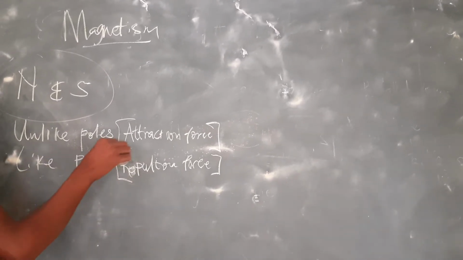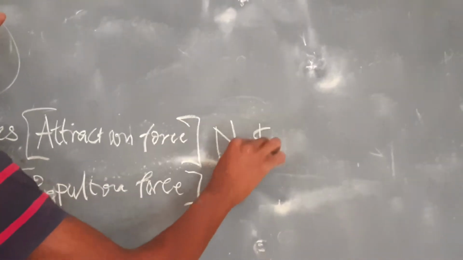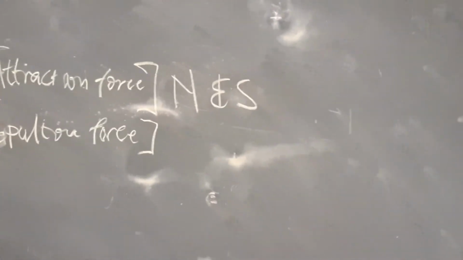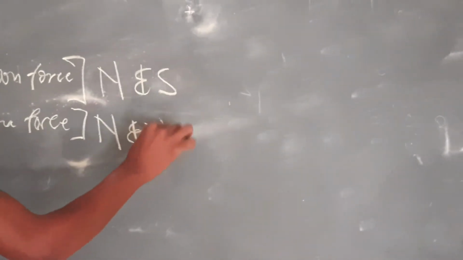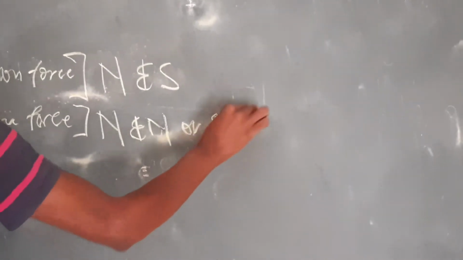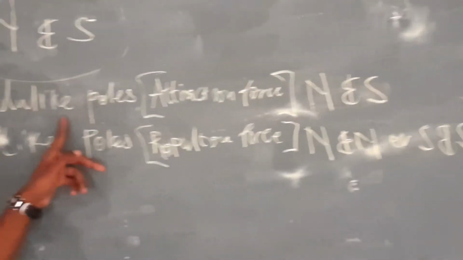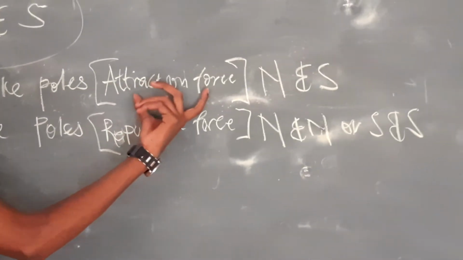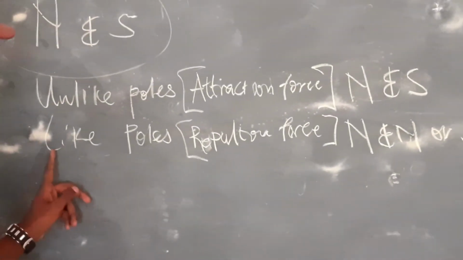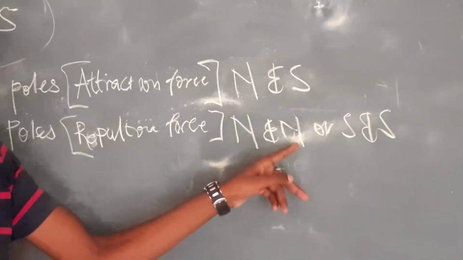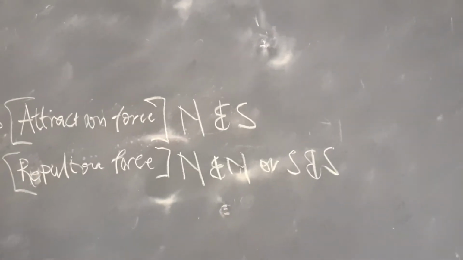So unlike poles, we talk about north with the south, and then the like poles can be north and north, or south and south. Unlike poles are not the same. Unlike means they create an attraction force, which is north and south. And the like poles, north and north or south and south, create a repulsion force. This one creates an attraction force.